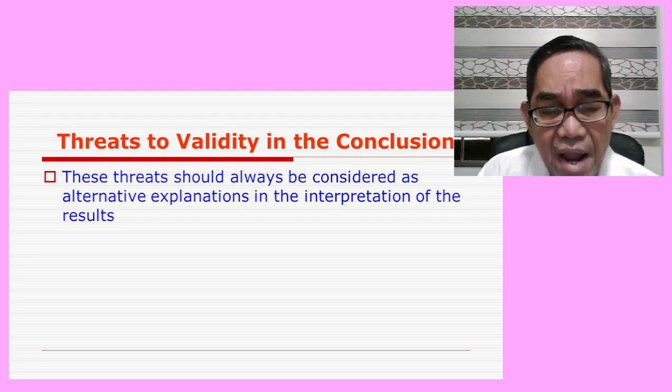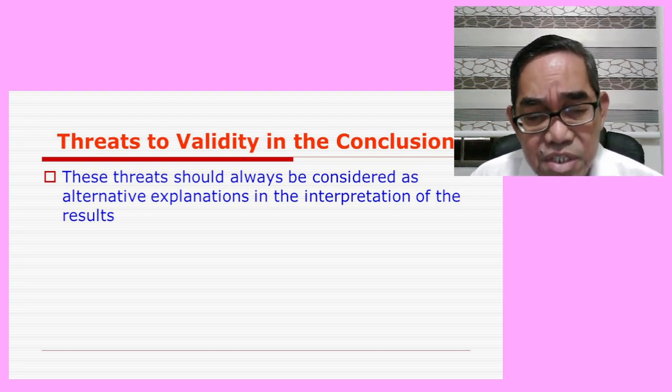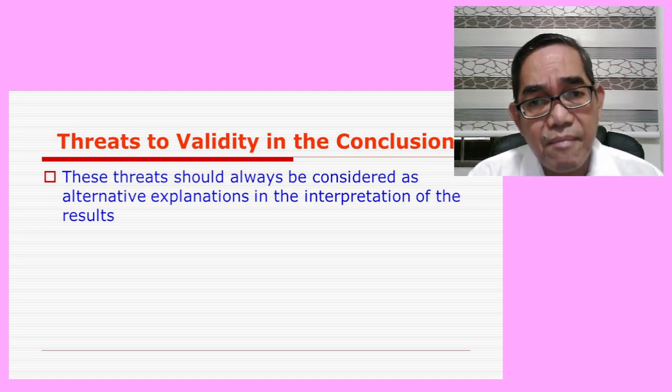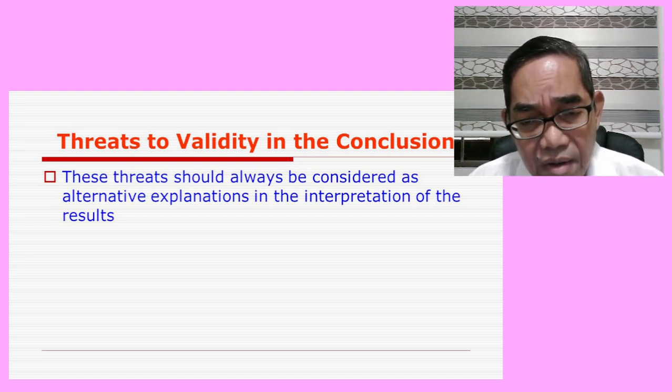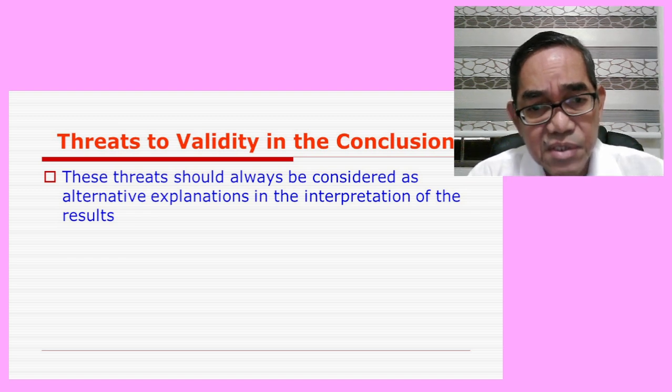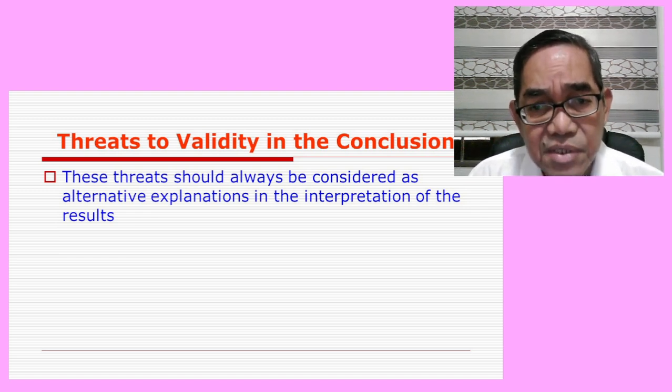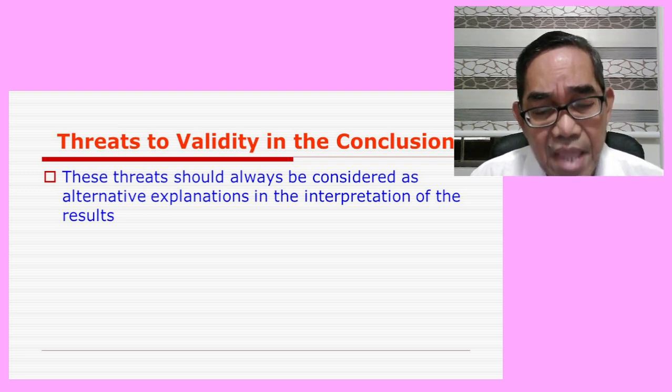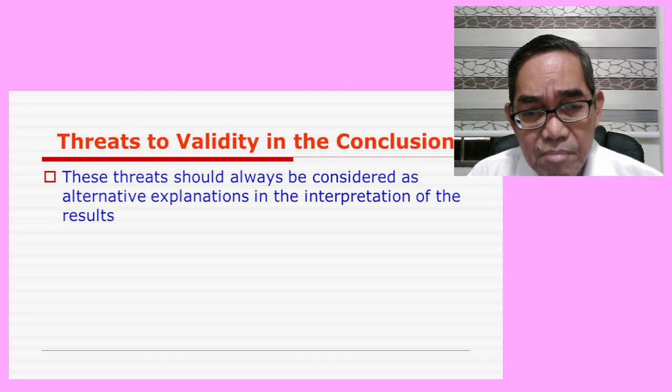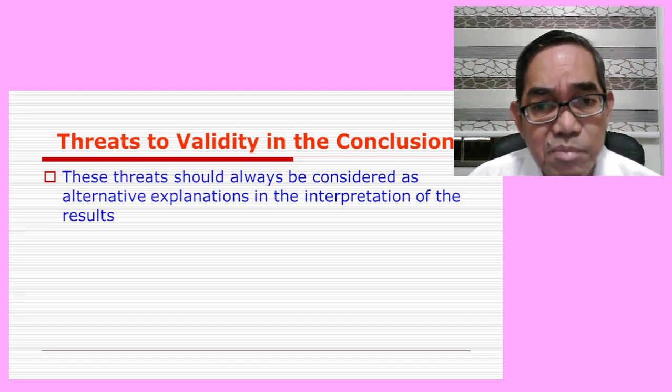Meaning, if we find, for example, a relationship between the independent variable and the dependent variable, these major threats can be considered as alternative explanation. The reason is because there is bias in this particular aspect of the study.